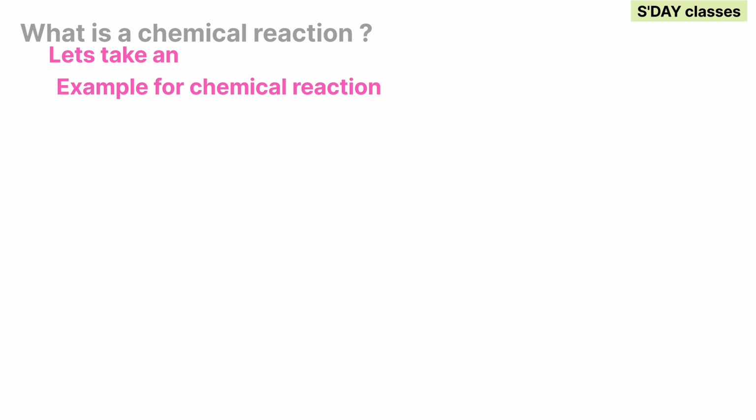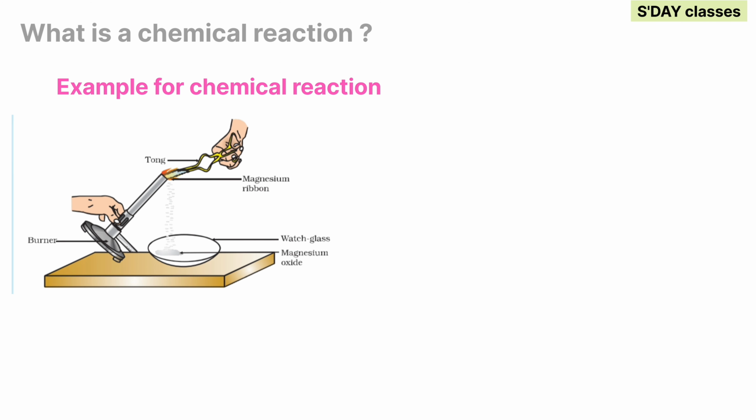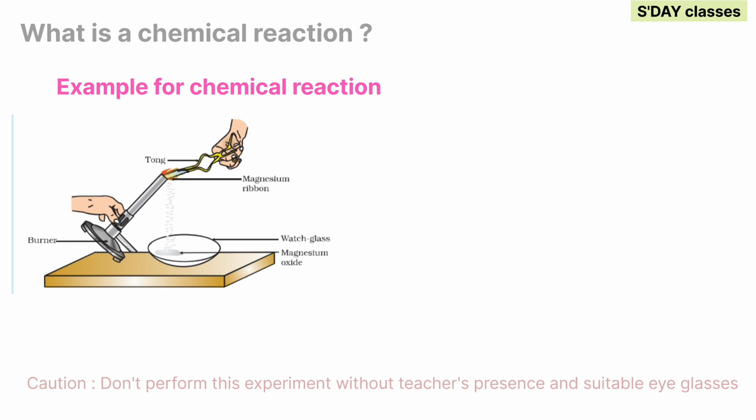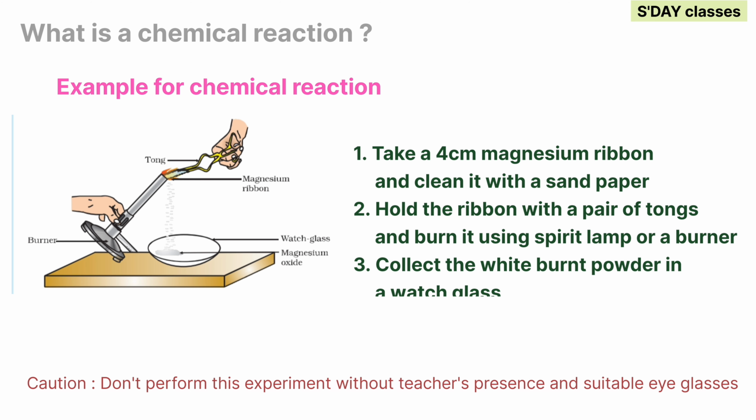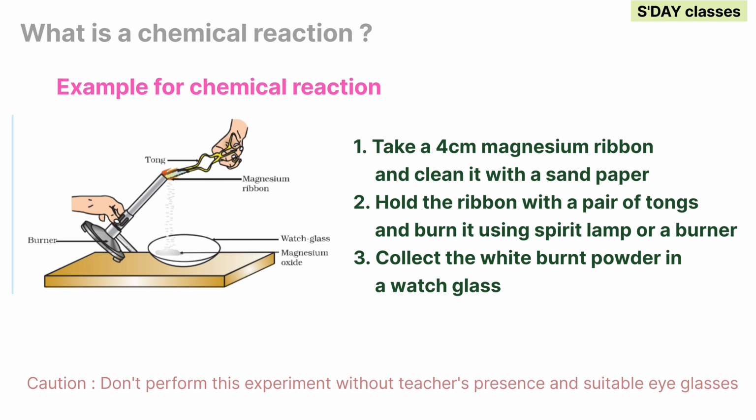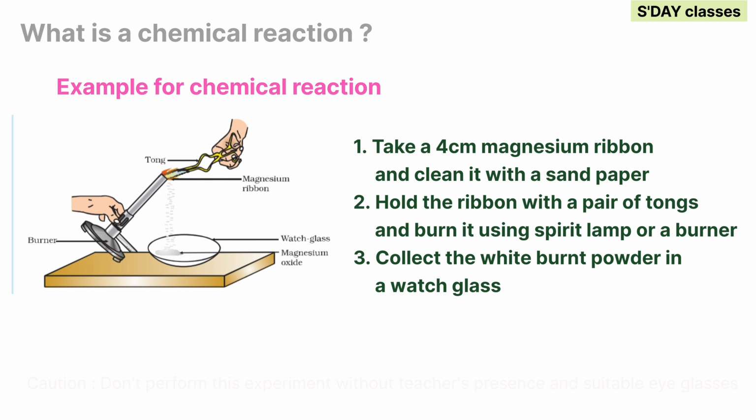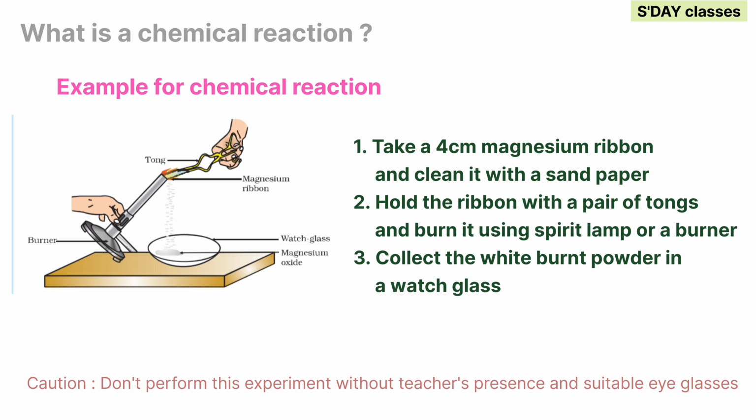Let's take an example of a chemical reaction. I think you all know the experiment with the magnesium ribbon. Caution: do not perform this experiment without a teacher's presence and suitable eye protection. In this experiment, take a 4 cm magnesium ribbon and clean it with sandpaper. Hold the ribbon with a pair of tongs and burn it using a spirit lamp or burner.